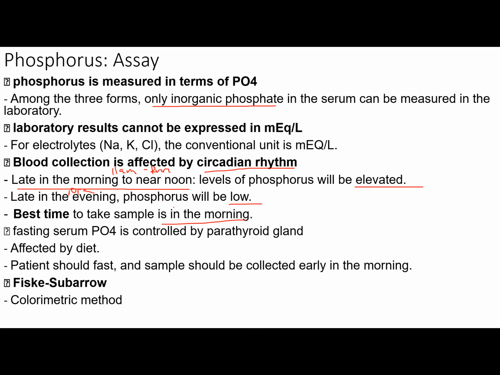Kaya nga siya fasting class. So ideal talaga dito is siguro 7 a.m. or 6 a.m. Fasting serum phosphate is controlled by the parathyroid gland. Affected by diet, patient should fast and sample should be collected early in the morning. Then the method used here is the Fiske-Subbarow method, which is a colorimetric method.